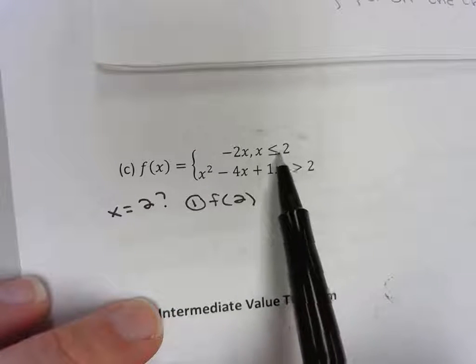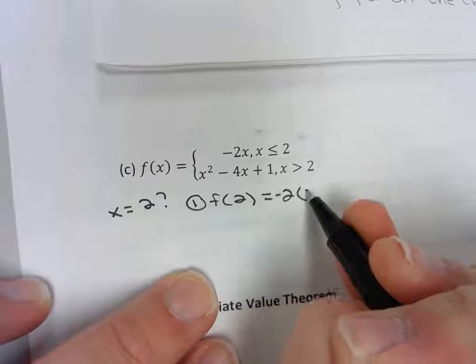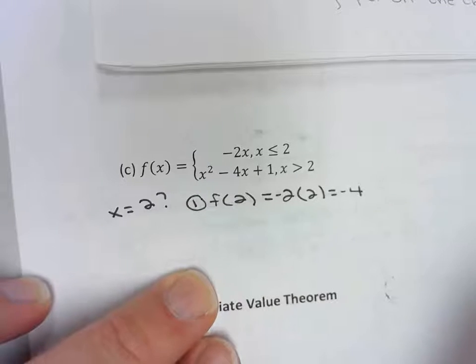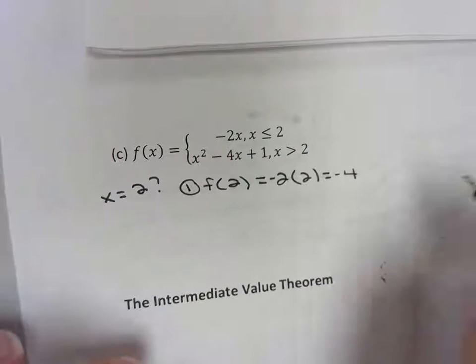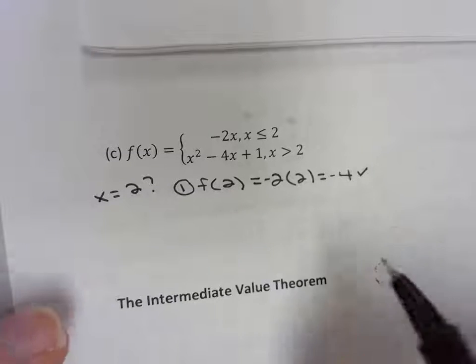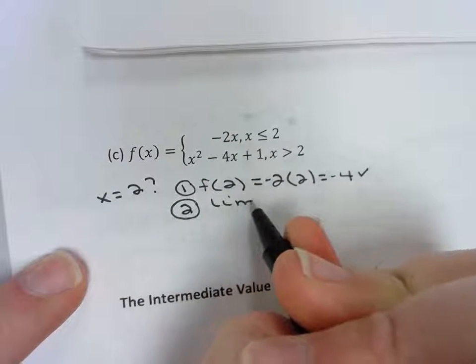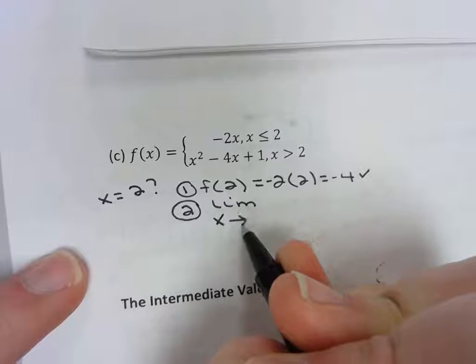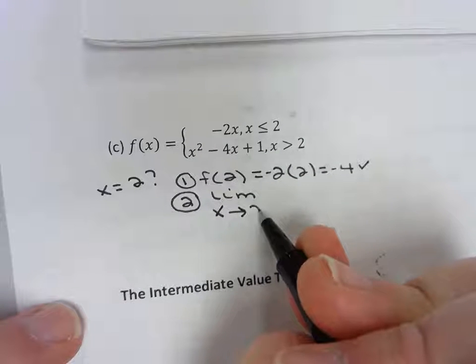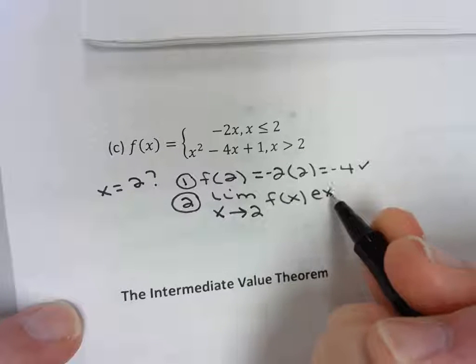Top. Less than or equal to 2. When x is less than or equal to 2, I plug in 2. So negative 2 times 2, negative 4. So does this exist at f of 2? Yes. Defined is the word. It is defined because there is a y value that goes with it. Second part I need to show is that the limit as x approaches 2 of f of x exists.